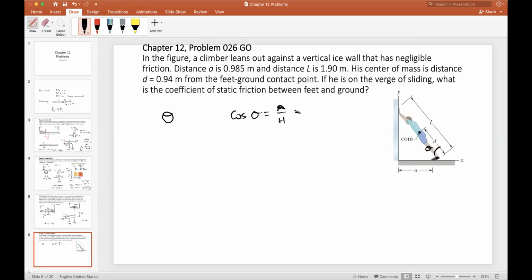It looks like the L's off, but remember that L's actually along his body. So the adjacent is little a, and this is L, and therefore our angle is the cosine inverse of, for me, 0.985 over 1.90. But once I have the angle, everything else in this problem is super simple. If you need one other hint, let's draw the forces acting at each point.